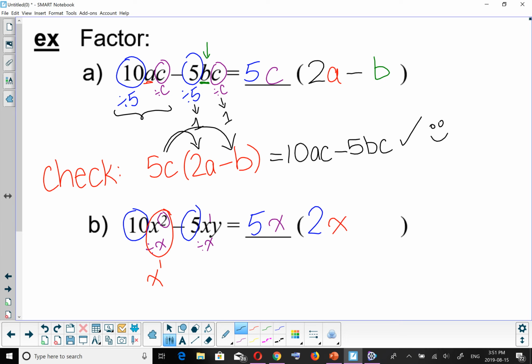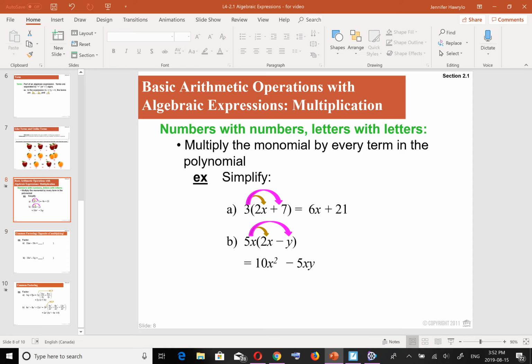And 5 divided by 5, leave the negative sign there. x divided by x, just 1, and I'm left with the y for the second term. And hopefully that looks a little bit familiar, since this part should be the opposite of what I just did in the expanding slide. And what do you know? It is. So that is one way you can check. You can always check these answers.